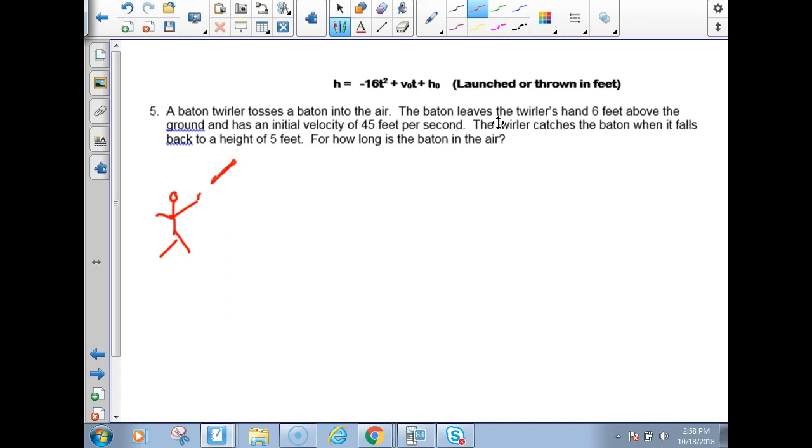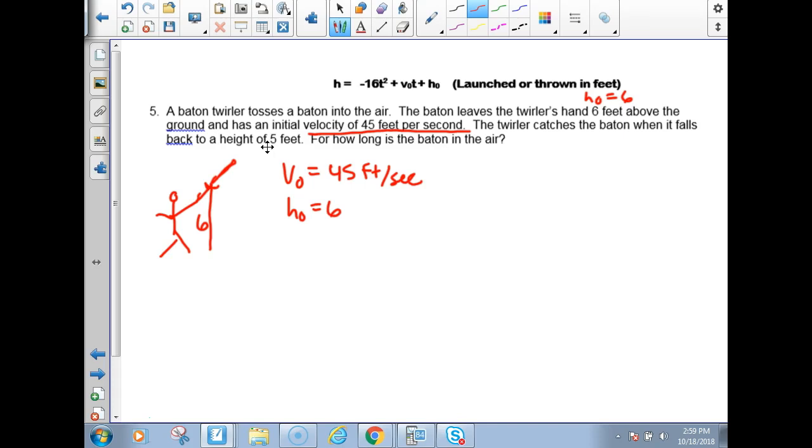The baton leaves the twirler's hand 6 feet above the ground. So that's 6 feet. H sub 0 would be your 6 feet. Let's pick this word problem apart. She's putting some speed on it, 45 feet per second. Initial velocity is 45 feet per second. The initial height, we said, is 6. The twirler catches the baton when it falls to a height of 5 feet. How long is the baton in the air?